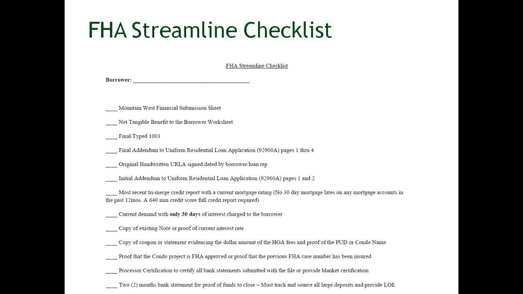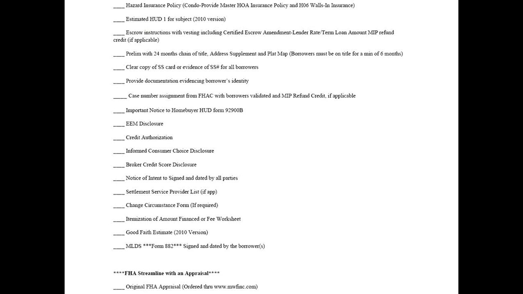We'll also require 2 months bank statements for proof of funds to close. Must track and source all large deposits and provide LOEs. We'll also need a copy of the hazard insurance policy, estimated HUD-1, escrow instructions with vesting, including certified escrow amendment for the lender rate, term, loan amount, MIP refund credit, if applicable. Prelim with 24 months chain of title, address supplement, and plat map. And please note, borrowers must be on title for a minimum of 6 months.